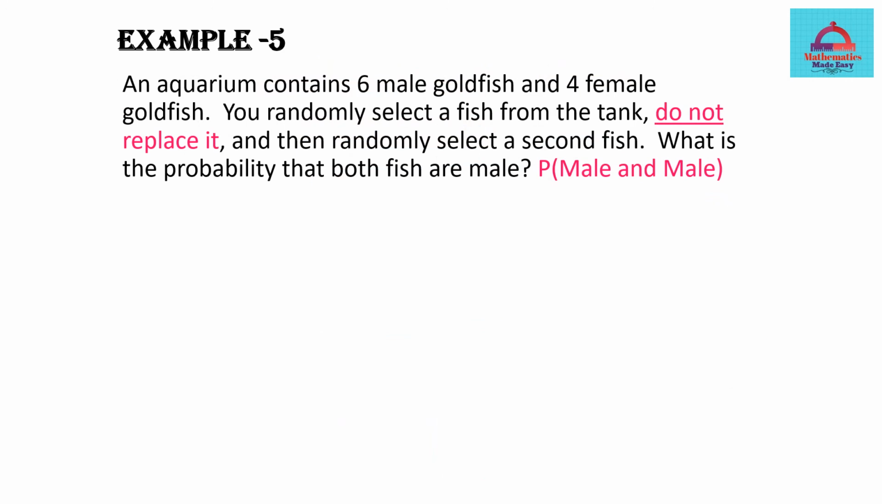Just to make the concept of dependent probability and conditional probability more clear to you, let's take another example. Here we have an aquarium, and this aquarium has 6 male goldfish and 4 female goldfish. Now you are randomly selecting a fish from this tank and you are not putting that fish back once you are selecting. So it is without replacement and therefore it's a question on dependent probability. Now when you are selecting the second fish, you are again doing that randomly and the question says find the probability that both fishes are male.